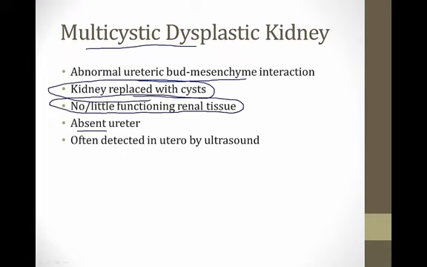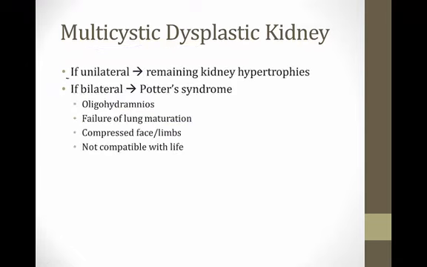In addition, there'll be an absent ureter, and this is usually detected in utero by an ultrasound on the pregnant mother. Now if this happens on one side, the other kidney will be okay and it can hypertrophy and do all the work of filtering the blood.